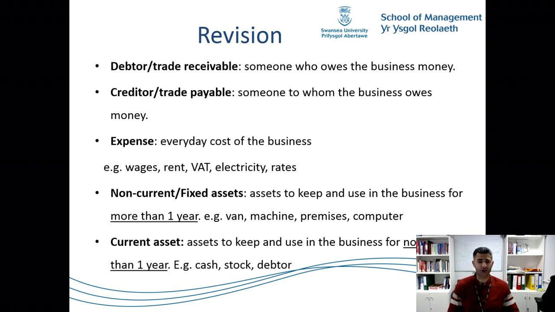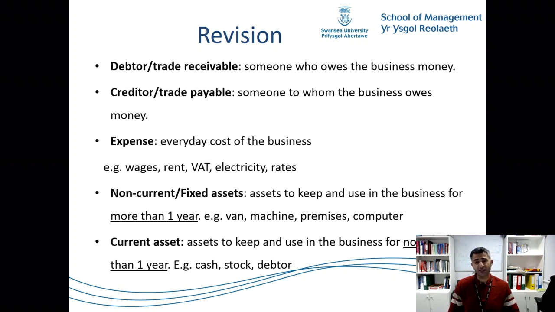But if you talk about the current assets, this is for what? This is assets to keep and use in the business for what? For no more than 1 year. So within 12 months, within 1 year only. An example would be what? Cash, bank, inventory, stock, debtor, trade receivable. Trade receivable is an asset, because the business doesn't own physically the money right now, but they will own it later.